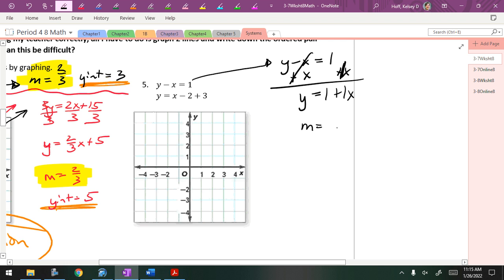What's my slope? 1 over 1. What's my y-intercept? 1. Graph that point for me. Start at 1. Up 1, right 1, put a dot. Up 1, right 1, put a dot.